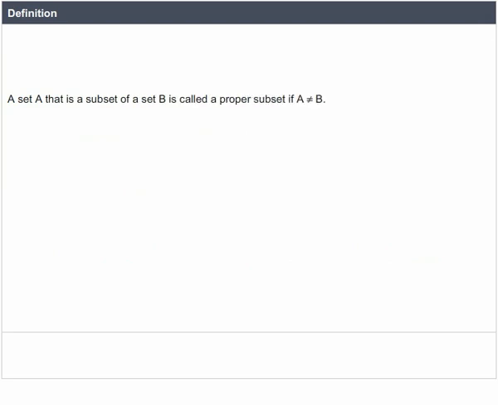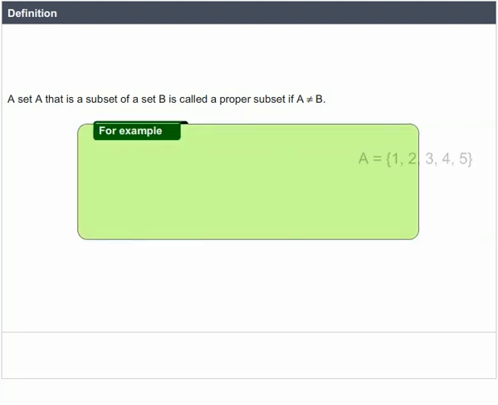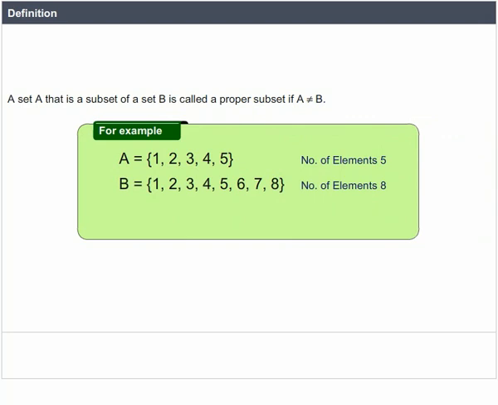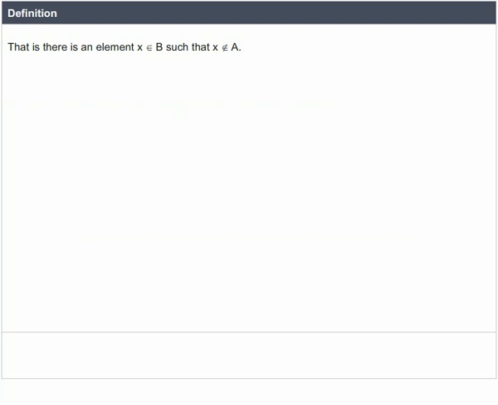A set A that is a subset of B is called a proper subset if A is not equal to B. For example, A equals {1, 2, 3, 4, 5}, number of elements 5. B equals {1, 2, 3, 4, 5, 6, 7, 8}, number of elements 8. Therefore, A is not equal to B. That is, there is an element x belongs to B such that x does not belong to A. We write A is a proper subset of B.